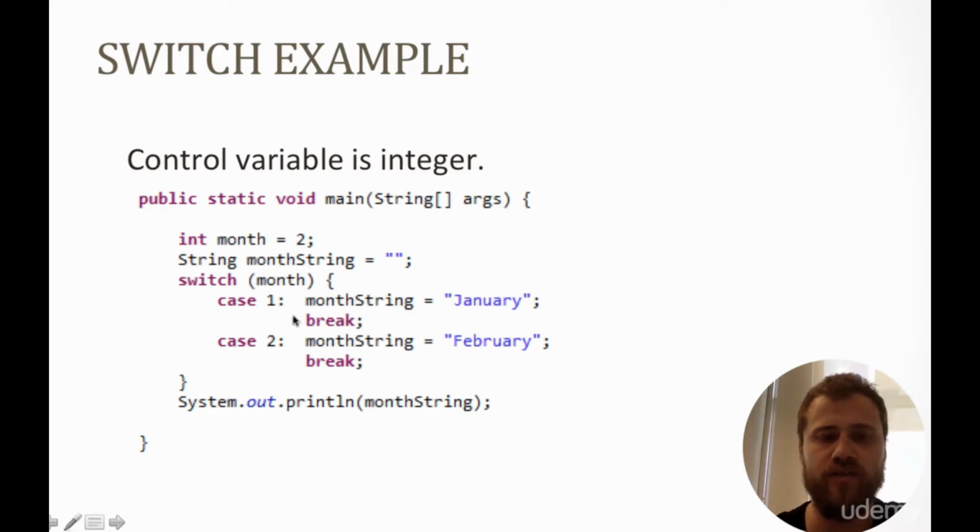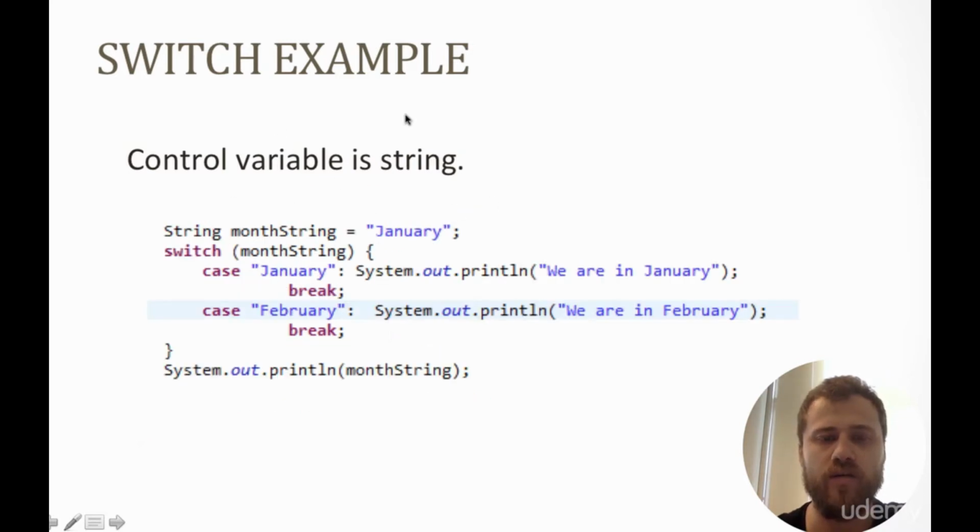When this break statement is met, the code execution flow will go out of the switch statement and System.out.println will be executed. If month is 2, this code block will be executed until this break, and when the break is met, the switch statement will be broken and we will go here. Execution will go on from this line.